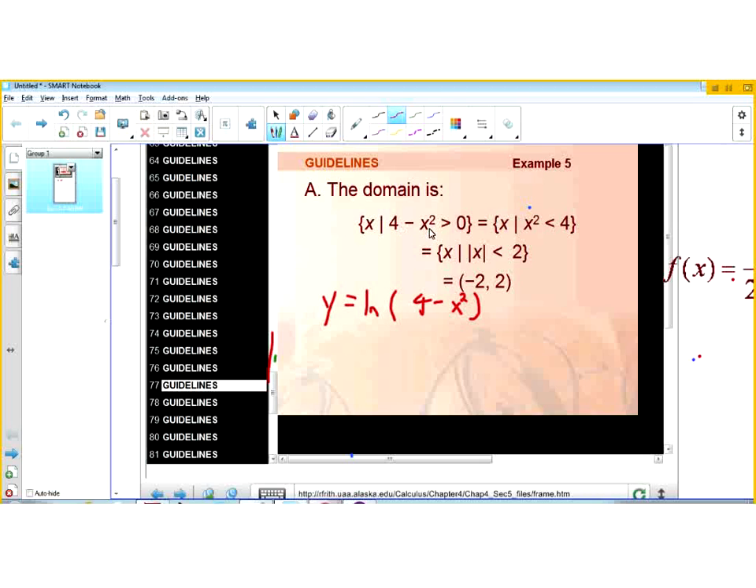Obviously 4 minus x squared has to be greater than 0 for this to work. In set notation, this will be the set x such that x squared is less than 4. You can take the square roots of both sides, so the absolute value of x is less than 2. So this is the domain of the function, -2 to 2. Your graph is going to be confined to this interval and nowhere else. So you have a very small domain for this function. All right, slide 78.